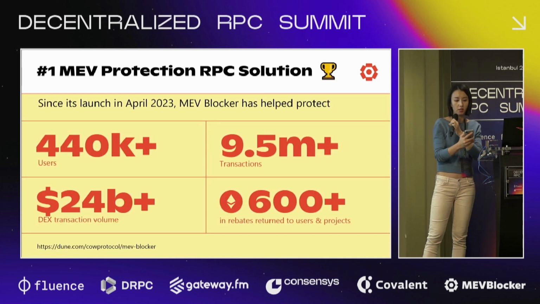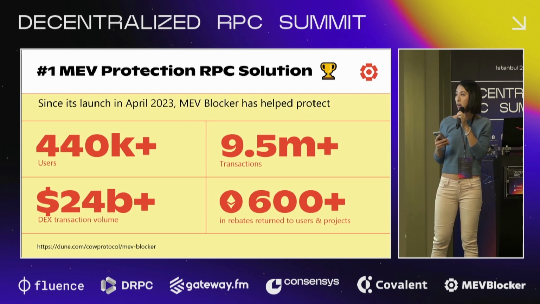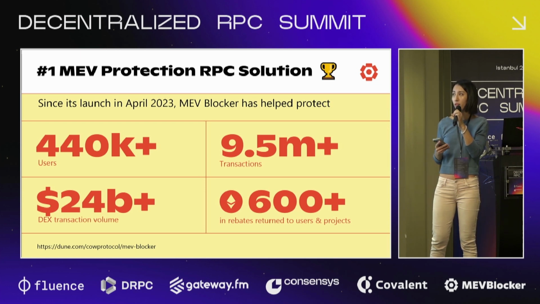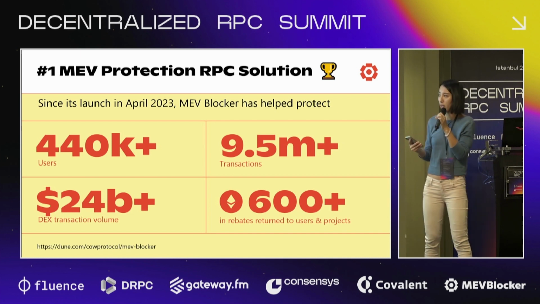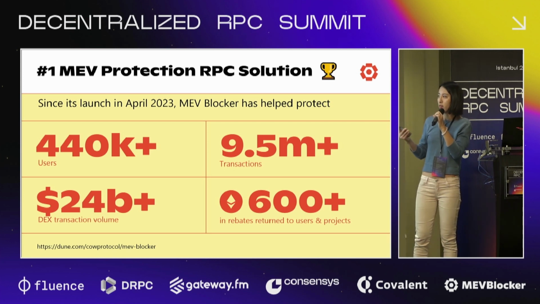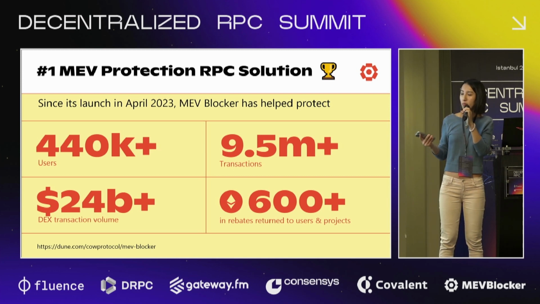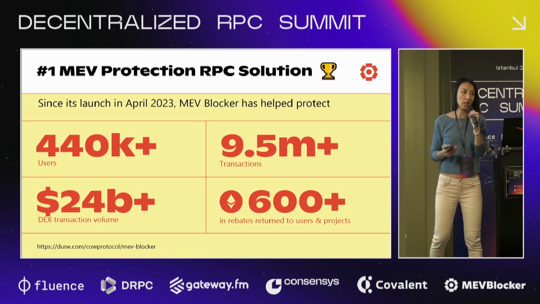Here are some stats. Since our launch in April this year, MEV Blocker has already protected 24 billion in DEX transaction volume, over 9.5 million transactions, covering 440,000 users, and generated growing rebates for users or projects. The reason I say users or projects is that if your project is submitting order flow to MEV Blocker, you can add the referrer to capture the rebates yourself instead of the user.